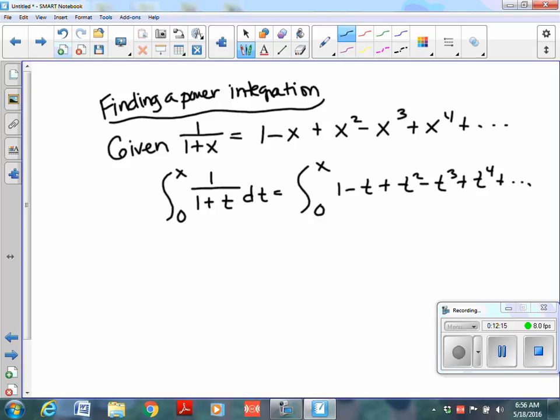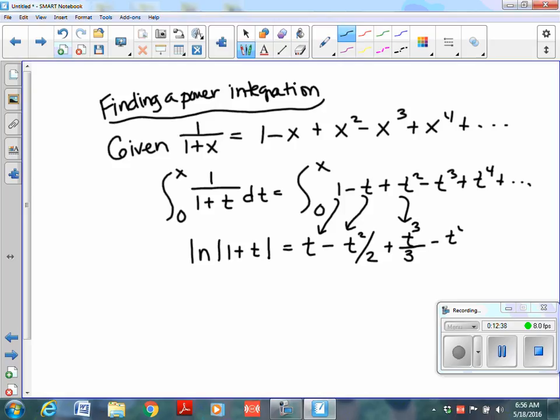When you integrate 1 over 1 plus t, you get the natural log of 1 plus t. Integrating 1 gives t. Integrating negative t gives negative t squared over 2. Integrating t cubed gives t cubed over 3, minus t to the fourth over 4, and so on and so on.